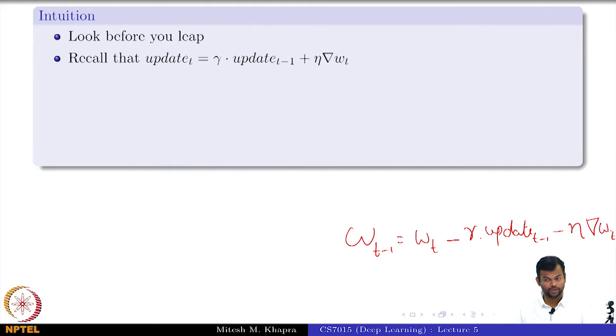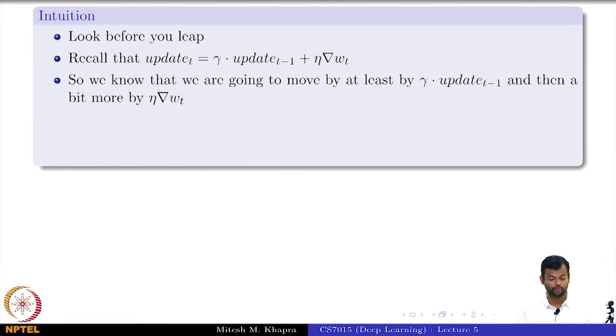So you see that actually I am taking two steps. One is this step and then one more step. This is one way of visualizing it: I move according to the history and then I move a bit more according to the current gradient. Everyone sees that there's a two-step movement happening here. Now can you think what could have been done? Look before you leap. We'll see what we can do.